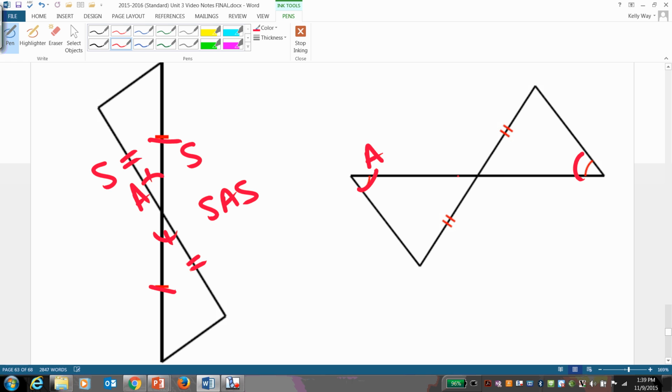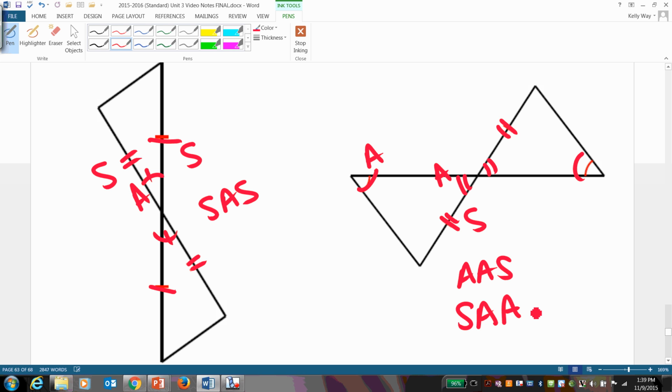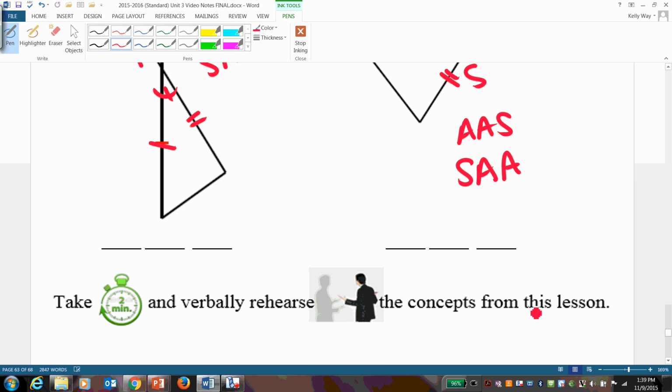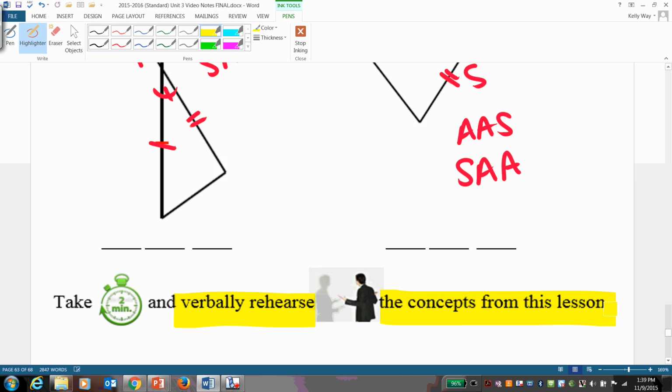You have a pair of angles, a pair of vertical angles, bow ties, and then a side. And this reads angle, angle, then a side. It's a tail, or side, angle, angle. So if you really want to be on top of it, what I recommend you do is take 2 minutes, flip through each page and verbally rehearse what you just learned, and that will cement this information in your head.